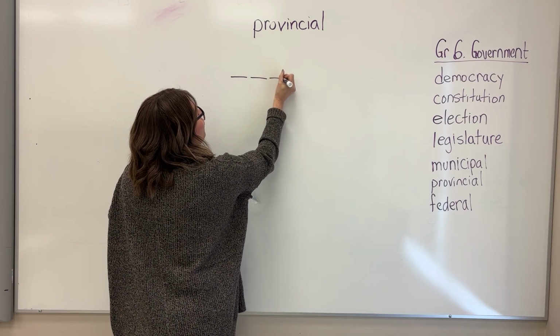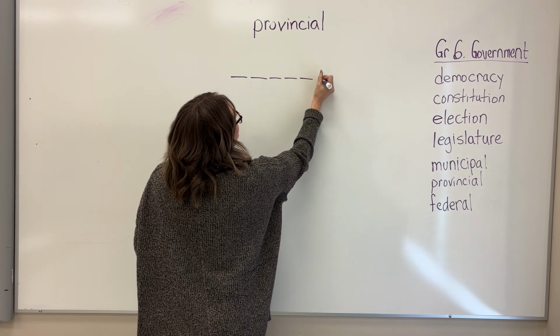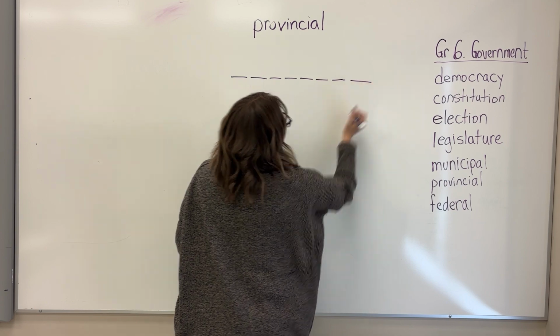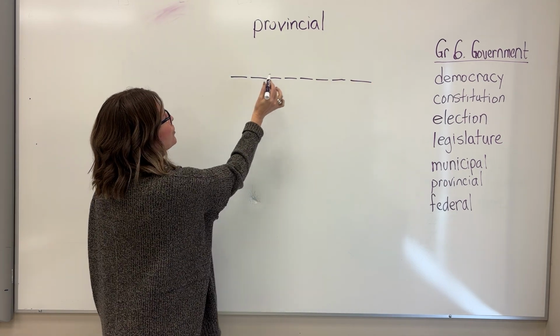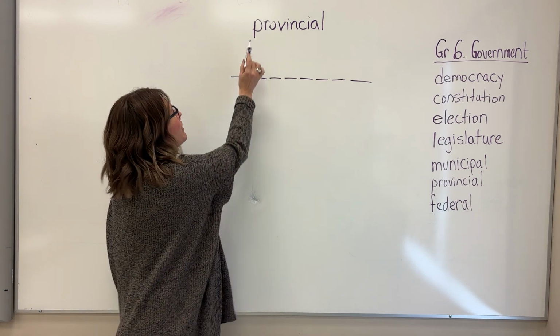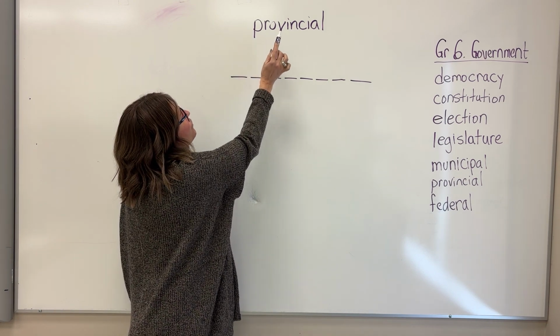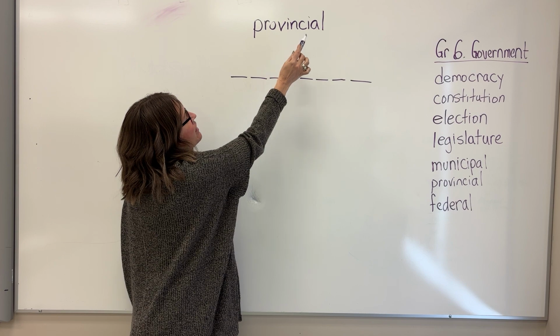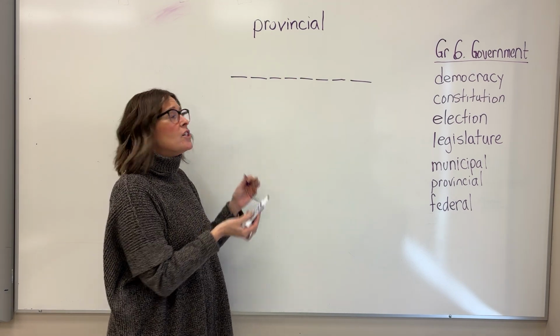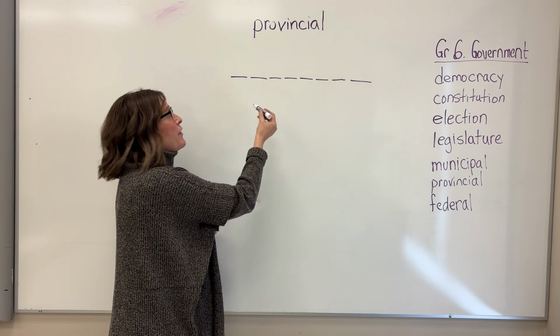R, o, v, i, n. Maybe they hear a sh, o. So I hear 1, 2, 3, 4, 5, 6, 7, 8 sounds. How many letters do I have? 1, 2, 3, 4, 5, 6, 7, 8, 9, 10. I have 10 letters. So now we're going to ask the kids to put these letters where they belong.